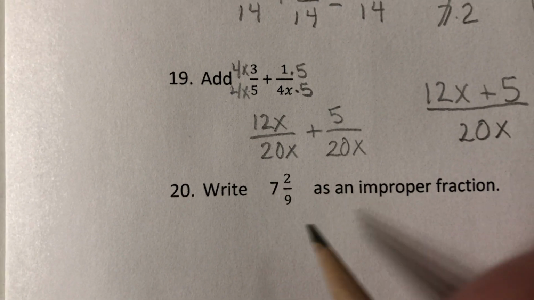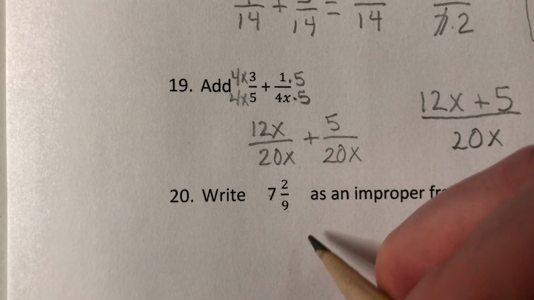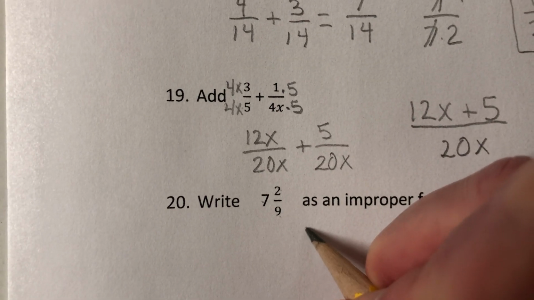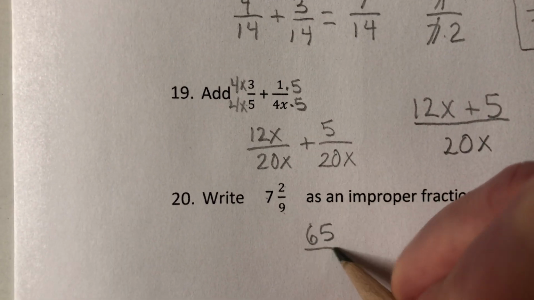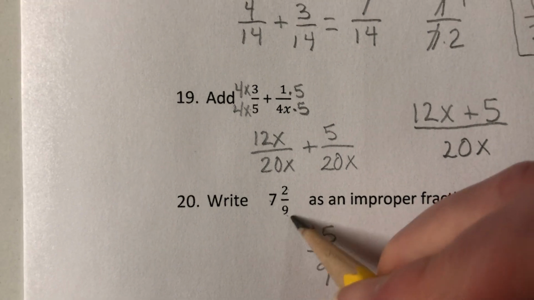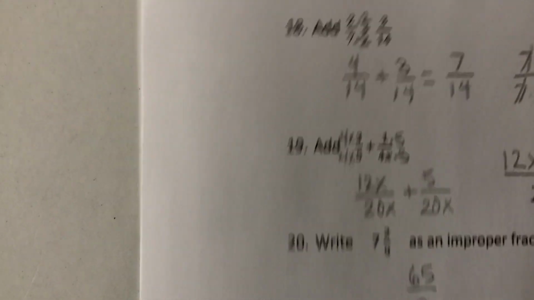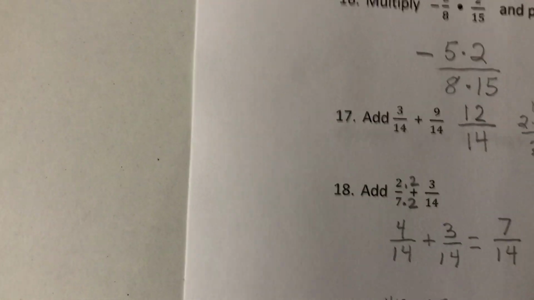Writing this as an improper fraction, 9 times 7 is 63 plus 2. So that's 65 ninths. Whatever the denominator is here, it should also be here. All right, moving on to page 3.